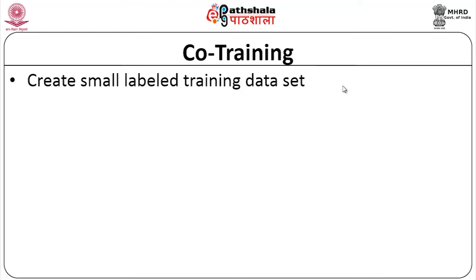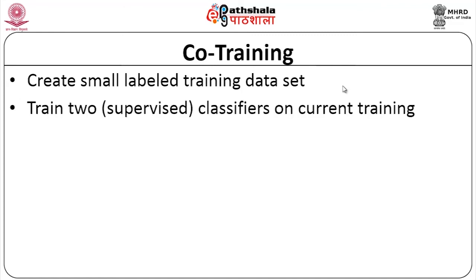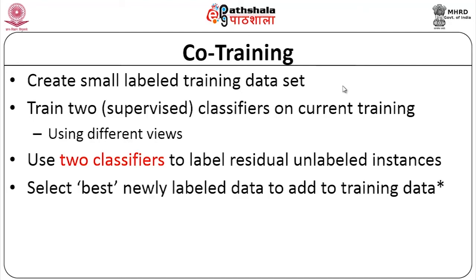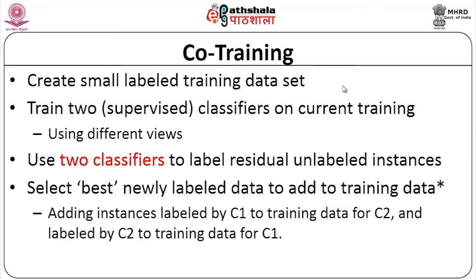Now, create a small labeled training data set and train two supervised classifiers on the current training data, using different views. Use the two classifiers to label the residual unlabeled instances. Select the best newly labeled data to add to the training data. Best means comparing both classifiers: adding instances labeled by C1 to the training data set for C2, and those labeled by C2 to the training data set of C1, and you keep iterating this.